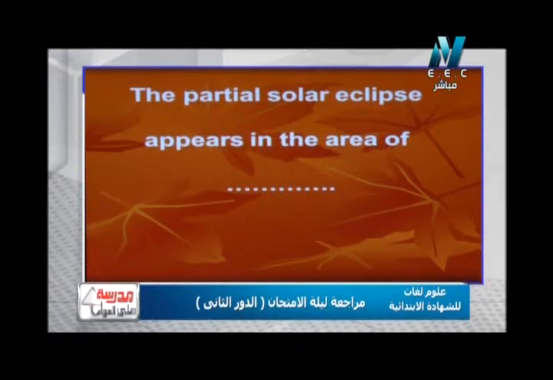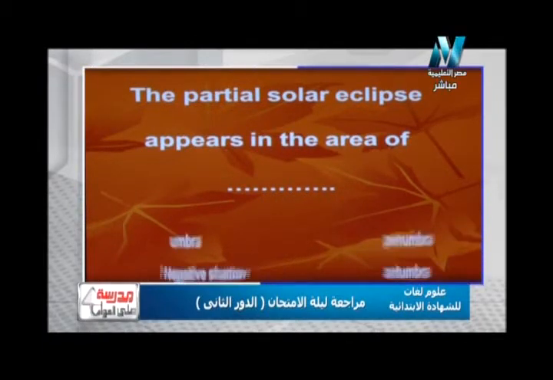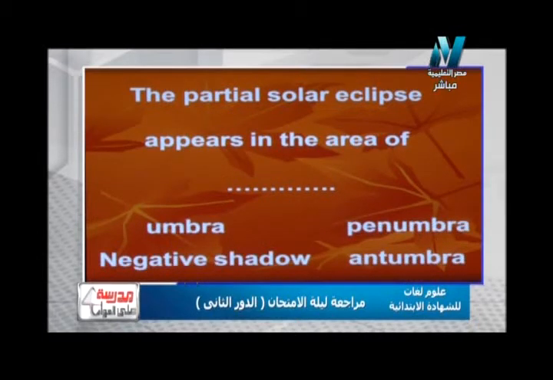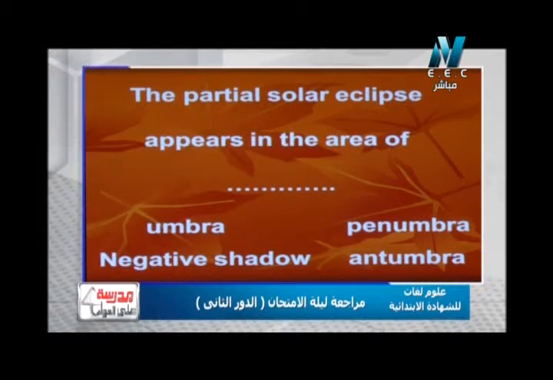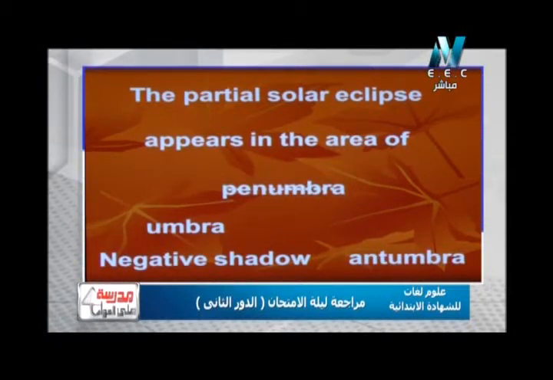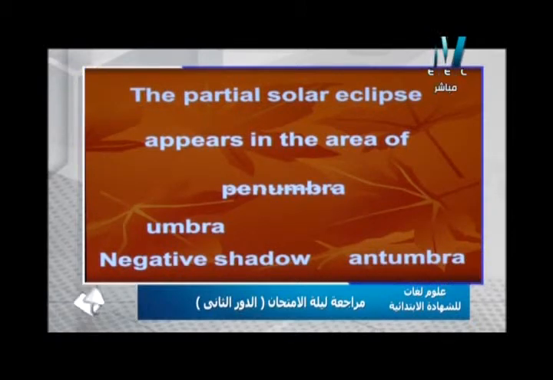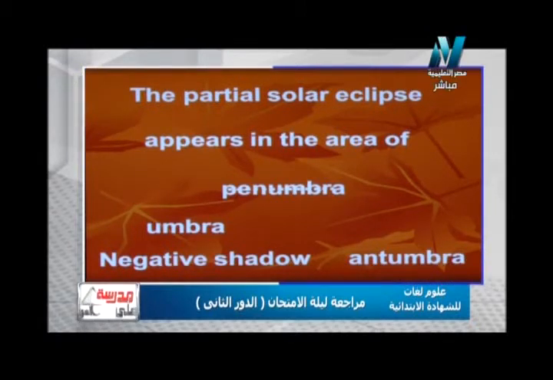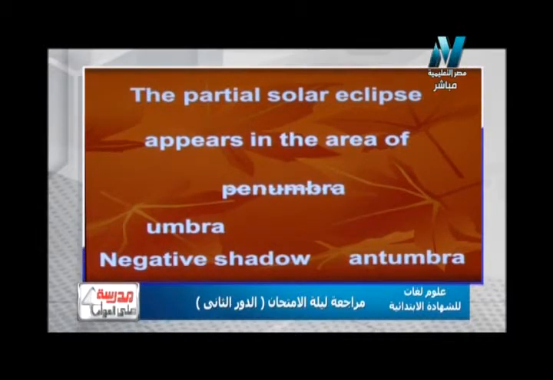Another question. The partial solar eclipse appears in the area of umbra, penumbra, negative shadow, and umbra. Again, the partial solar eclipse appears in the area of penumbra. We know that the partial occurs in the penumbra. So what about the total? It occurs in the area of umbra. What about the annular? It occurs in the area of antumbra. So again, the partial solar eclipse appears in the area of penumbra. Another question.